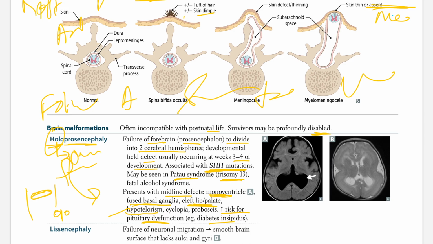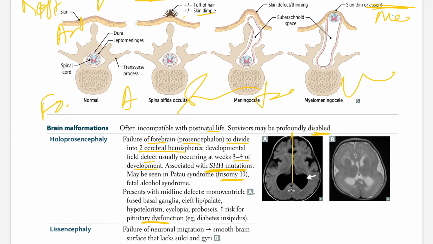Or proboscis, and this is a nose defect. Okay, so all you have to think about in holoprosencephaly is that the midline structures are all out. So you have a cleft lip palate, fused basal ganglia, monoventricle, hypotelorism or cyclopia, and proboscis.